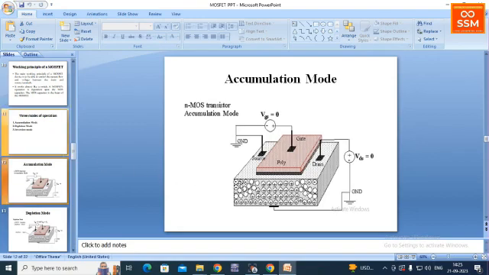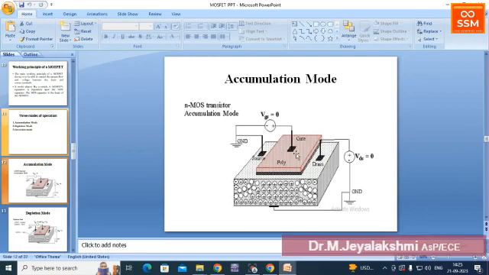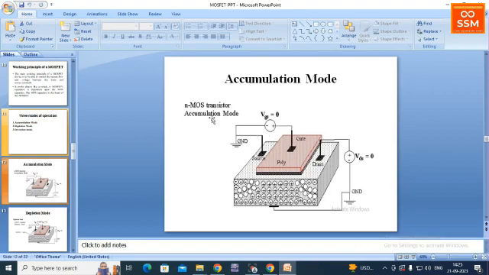As I already said, this is the substrate layer upon which we place SiO2, upon which we deposit a polysilicon layer. Using these black square boxes, which represent metals, we take the three terminals: source, gate and drain. In this accumulation mode, we are not going to provide any gate source voltage, it is equal to 0, and at the same time the drain source voltage is also equal to 0. So we are not providing any voltage to this MOSFET.